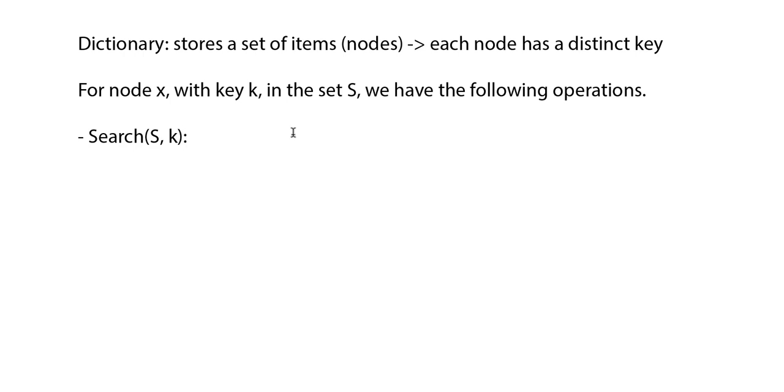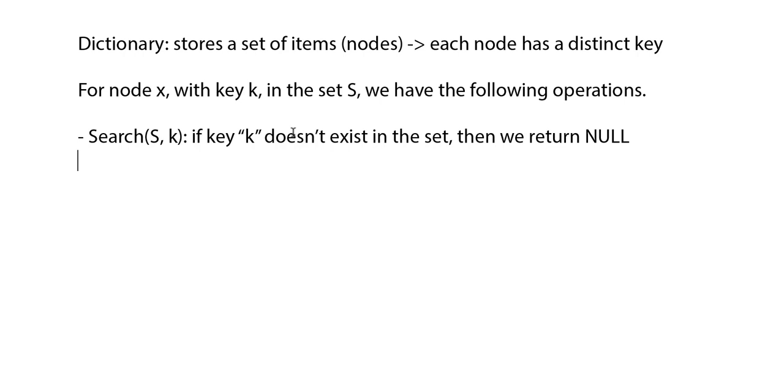And what if the key doesn't exist? If key K doesn't exist in the set, then we return null. Okay, so that's for searching.